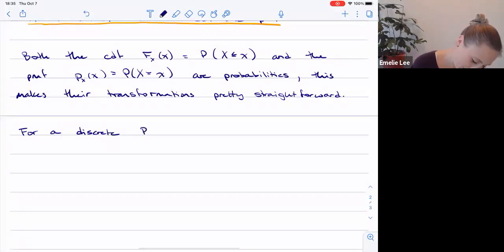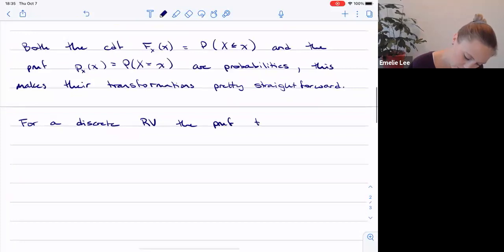So for a discrete random variable, the PMF transforms as follows.